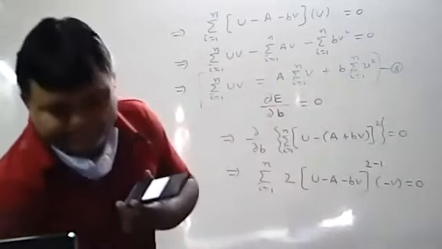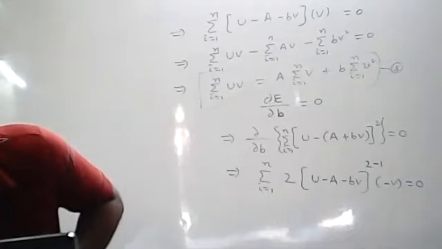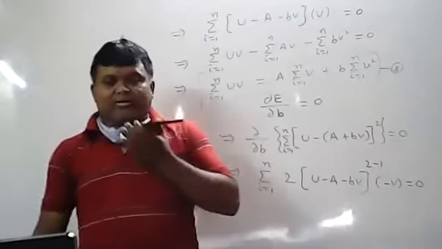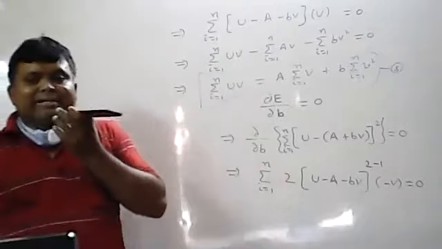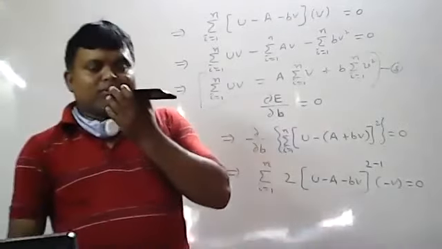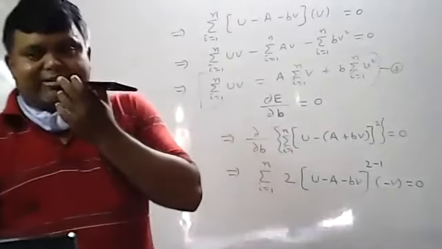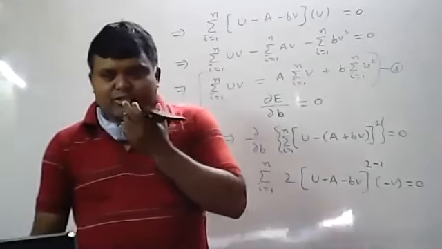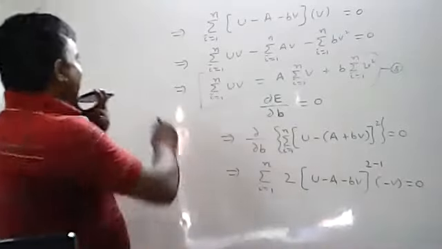Write on the next line: equations 2 and 3 are called normal equations to equation 1. Equations 2 and 3, sorry, 3 and 4, I think. Equation 1 is this one, right? So just you can change it.